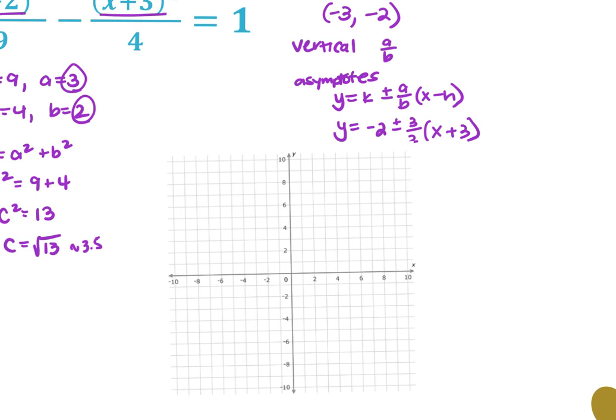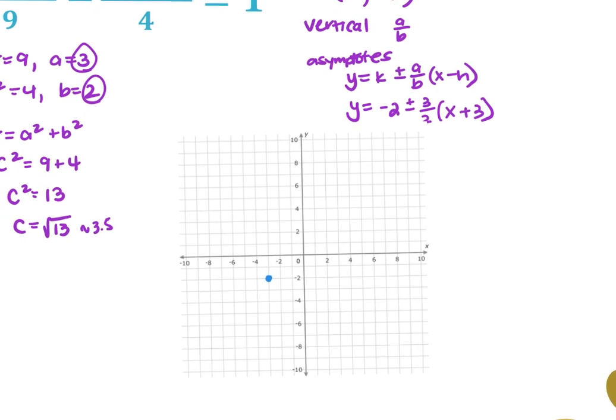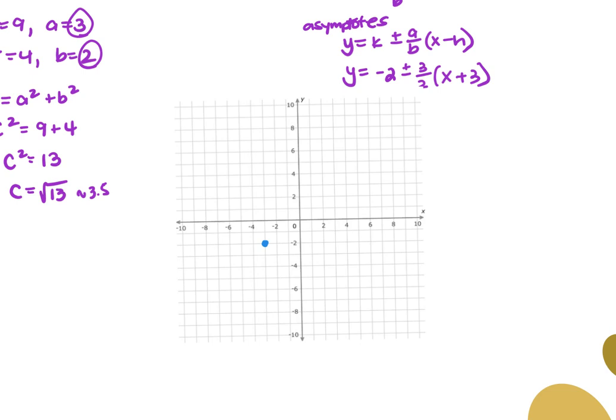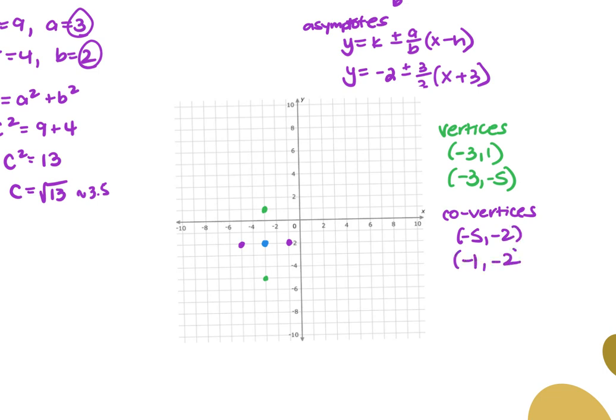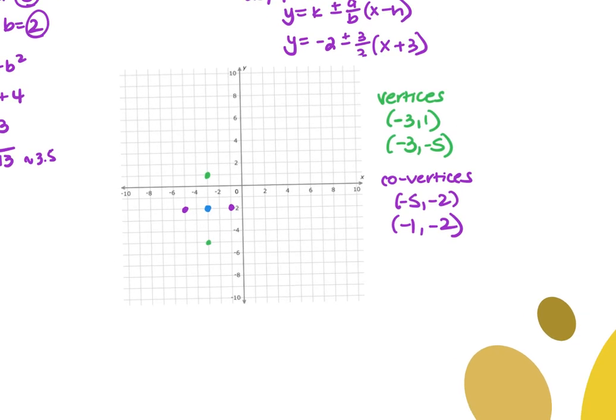Center's negative 3, negative 2. Then I go, because it's vertical, up and down the A. 1, 2, 3. Down 1, 2, 3. And those are my vertices: negative 3, 1 and negative 3, negative 5. I go right and left the B, which is 2. Those are my co-vertices: negative 5, negative 2 and negative 1, negative 2. And I draw the box.